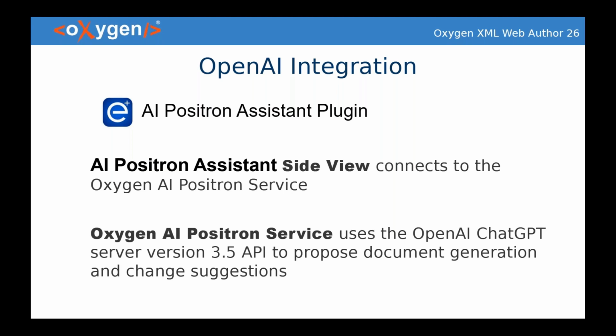It includes a new plugin called AI Positron Assistant that installs a new side view, the AI Positron Assistant side view, that allows you to connect to our service called Oxygen AI Positron Service. This service uses the OpenAI server version 3.5 API to propose some suggestions about document changes. We also plan to switch soon to version 4 of the API.